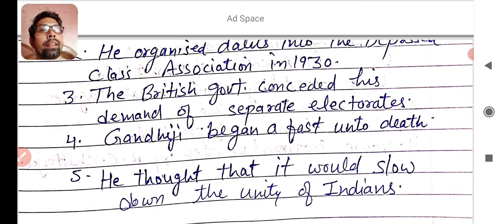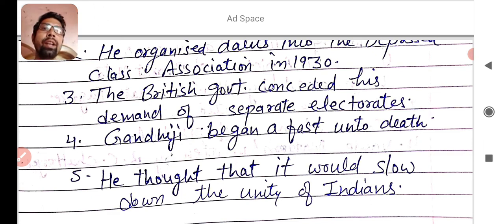Now, you learned that during the civil disobedience movement, what were the major problems of Dalits? And you also learned why Dalits were demanding separate electorates. You learned that their leader was Dr. B.R. Ambedkar. He was supporting them and demanding separate electorates. And he organized them into a Depressed Class Association. And the government fulfilled his demand. But on the other hand, Gandhiji was against this demand.